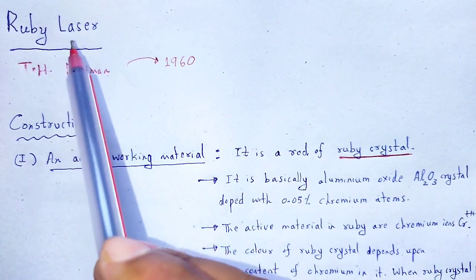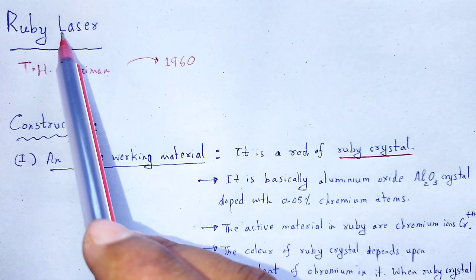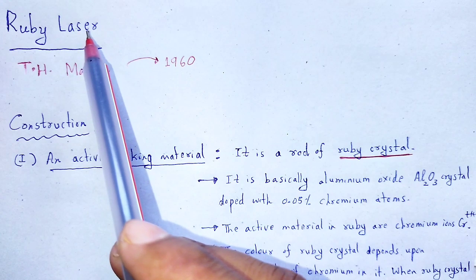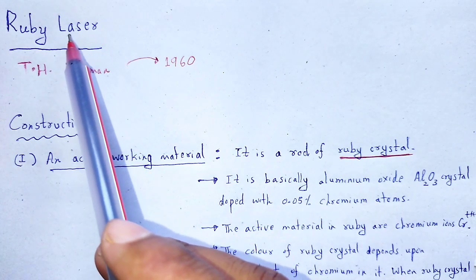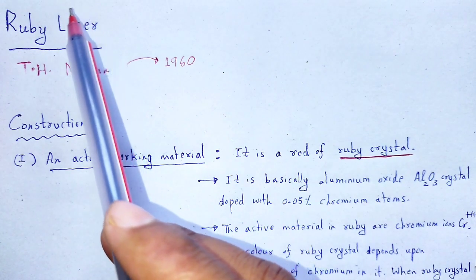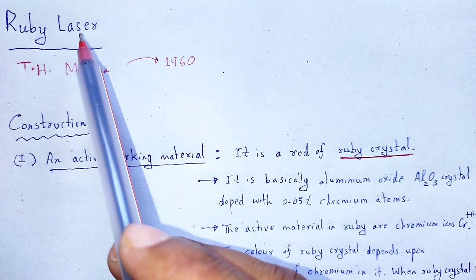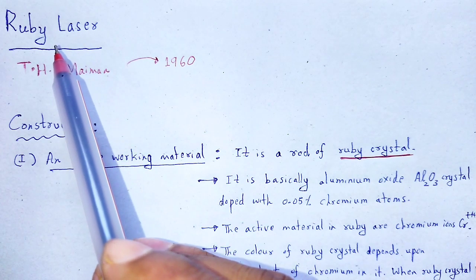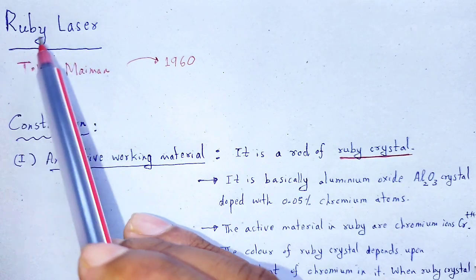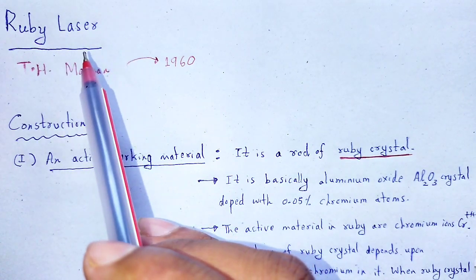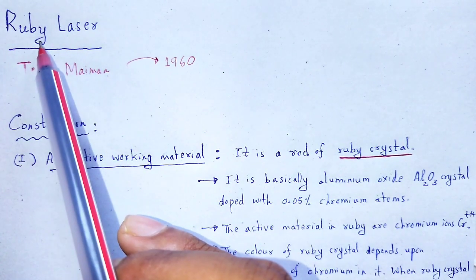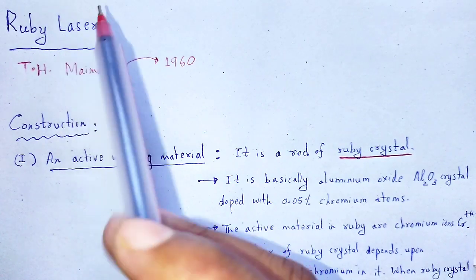The full form of laser is light amplification by stimulated emission radiation. Light amplification by the process of stimulated emission radiation is known as laser, and we classify laser as gaseous laser, solid laser, as well as chemical laser. But Ruby laser comes under the category of solid laser, as ruby crystal is used in this type of laser.